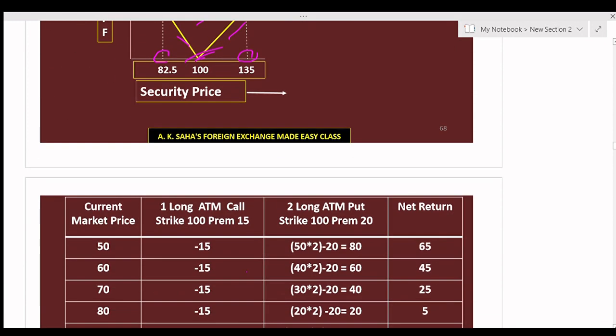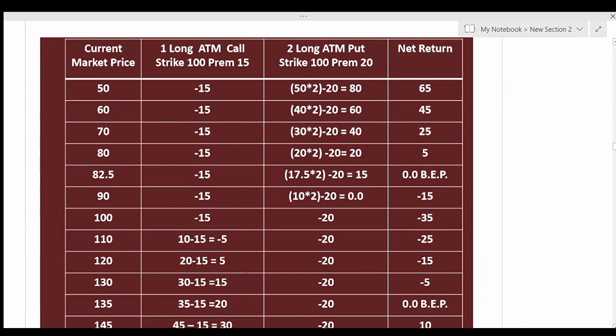Come to the table. Current market price. One long ATM call, strike price is rupees 100 and premium is 15. Here 2 put options, strike price is 100, premium is 20. So for 50, the net return is 65. You first start with the strike price, that is 100. The loss will be the highest, minus 15 minus 20 is equal to minus 35.